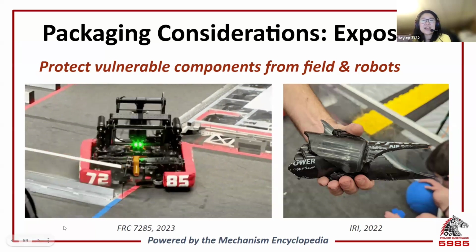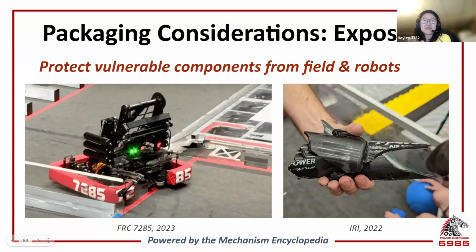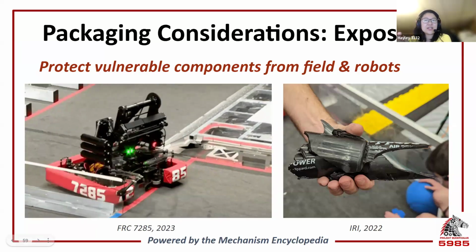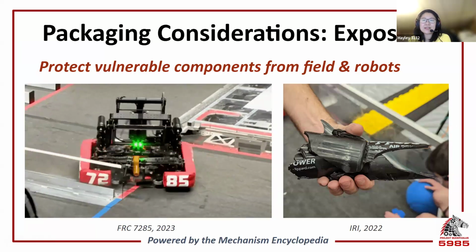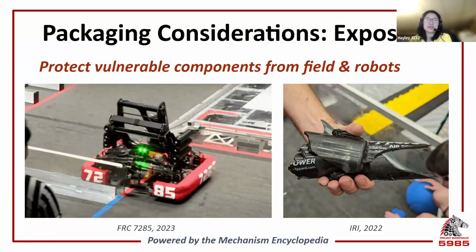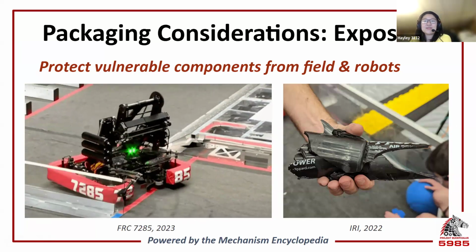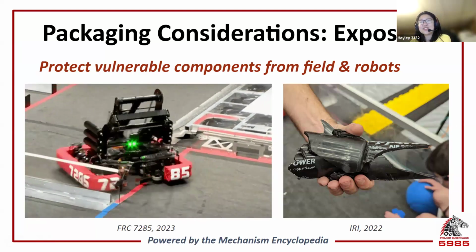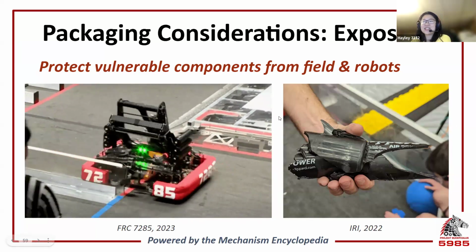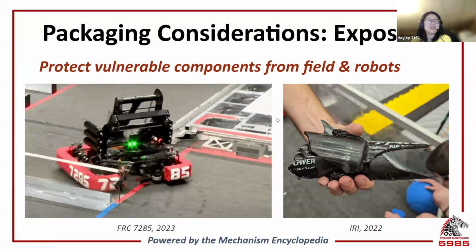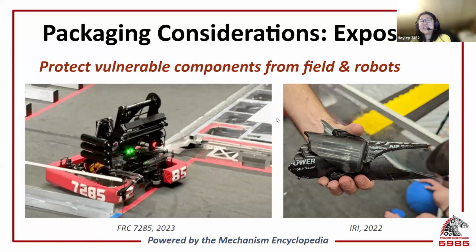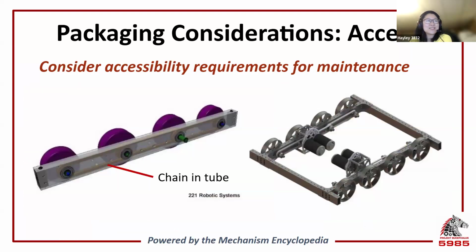Consider guarding these by either putting power transmission on the insides of your intake plates or putting a plastic removable shield over any of the vulnerable components. One method that was common a few years ago was chain and tube drivetrains, which was great for protecting the chain from the field and carpet, but was a nightmare to maintain. Which brings us to the next point, accessibility.